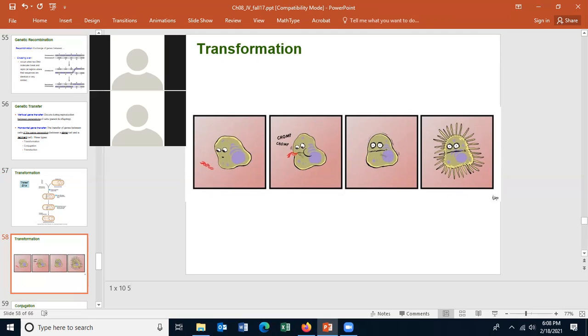So if you're in the hospital and you get an infection which is antibiotic resistant, it's more likely to be from transformation than it is to be from spontaneous mutation. That's just some things to think about. All right, let's move forward.